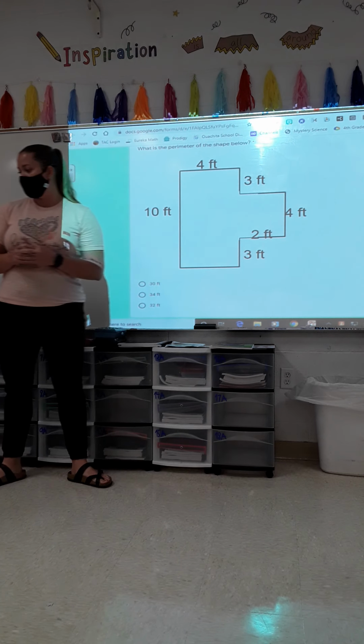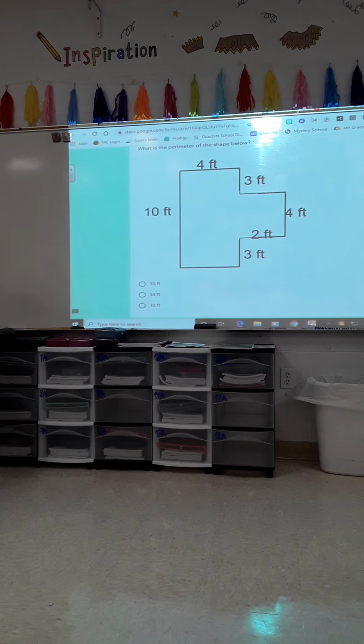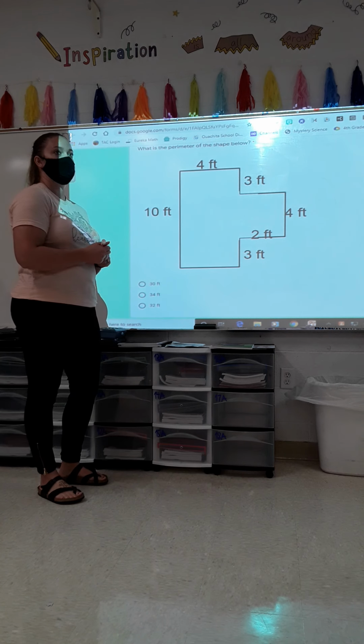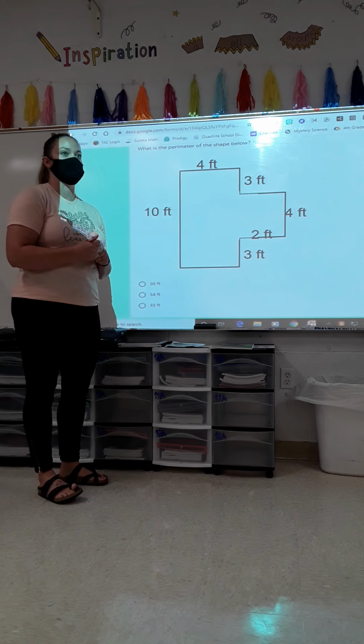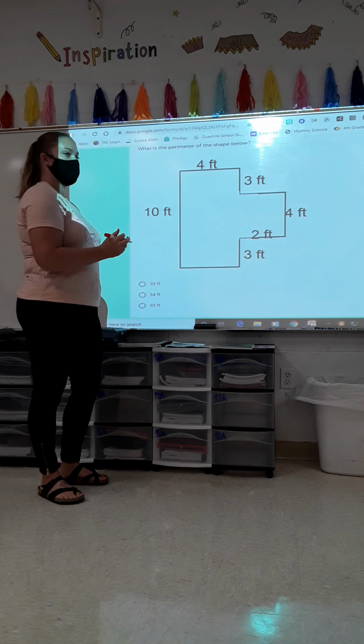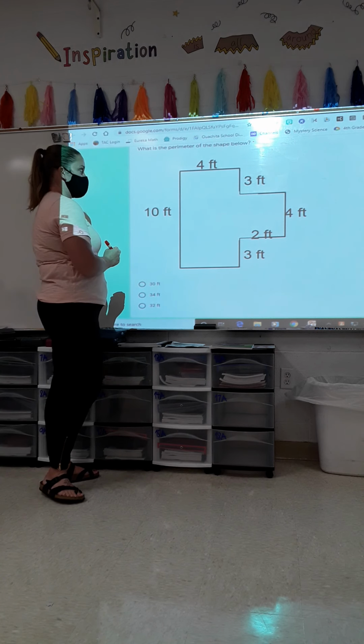So how do we find that? How do we find the perimeter? First, you have to add up all the sides. Exactly. We're going to add all the sides. So tell me how to do that. Tell me your thinking when you added.